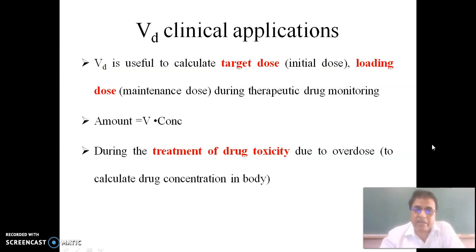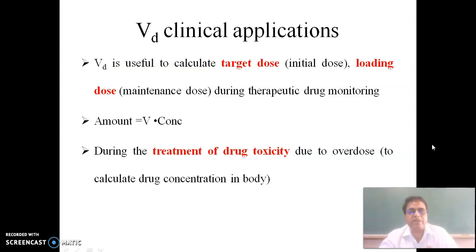To identify this, you can use this formula: the amount of the drug in the body is equivalent to the volume of distribution multiplied by the concentration of the drug. By using this, at any time, you can identify the target dose based on the volume of distribution. And next, when you are calculating the loading dose, if you know the concentration, or the amount of drug needed in the body, then you will come to know what amount of drug needs to be administered. So it's very valuable information for the clinical pharmacist during TDM practice.